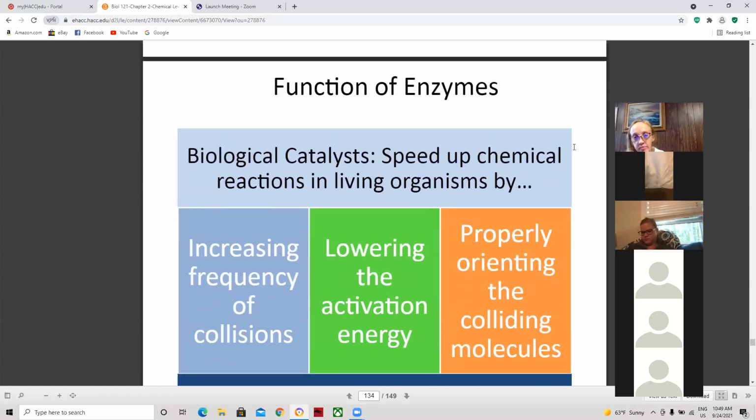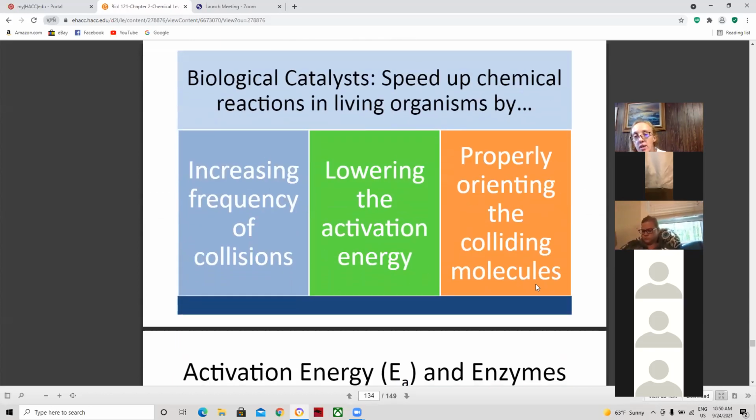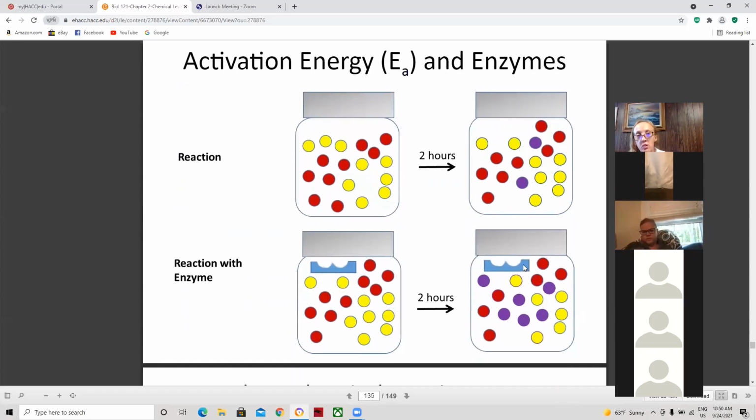So enzymes, biological catalysts, speed up chemical reactions in living organisms by either increasing the frequency of collisions, lowering what's called the activation energy, or properly orienting the colliding molecules. I'm going to give you an example here. This is my theoretical example. Activation energy is the likelihood that two molecules are going to collide at the right angle and with the right amount of force to react and form the product.